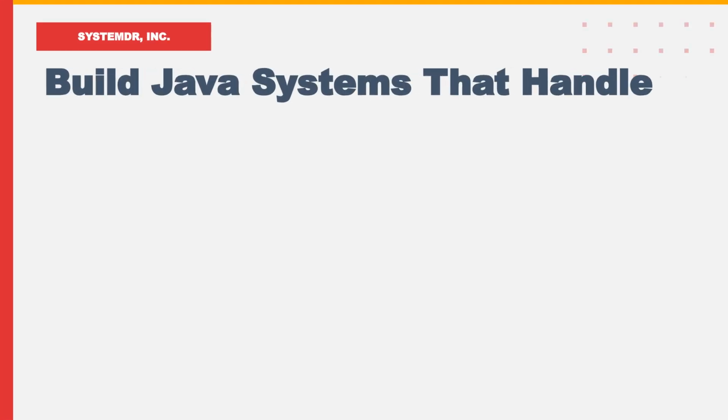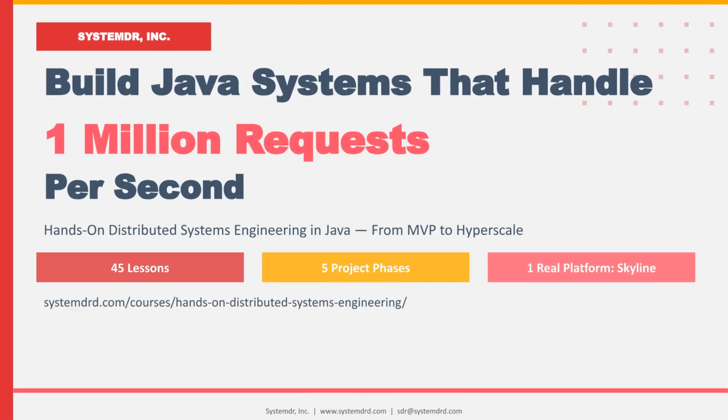Imagine your name on the engineering team that built the next Twitter, systems that handle millions of concurrent users without breaking a sweat. This course, Hands-on Distributed Systems Engineering in Java, takes you from writing tutorials to shipping production systems at hyperscale, featuring 45 lessons, 5 project phases, and building the real platform called Skyline.